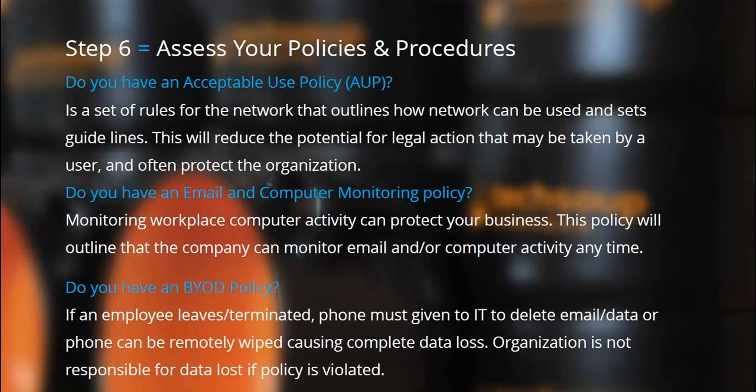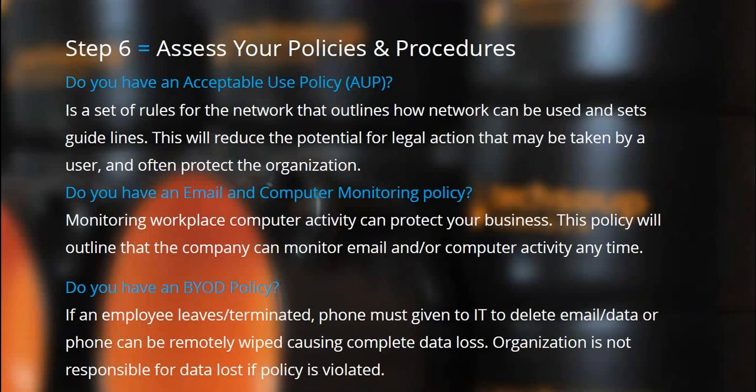put in an email and computer monitoring policy. By law, users must be made aware that even though the computer is owned and the email is owned by the company, upper management may monitor emails or computer use. And once again, it is owned by the company. It can be done at any time. It's more of an FYI.